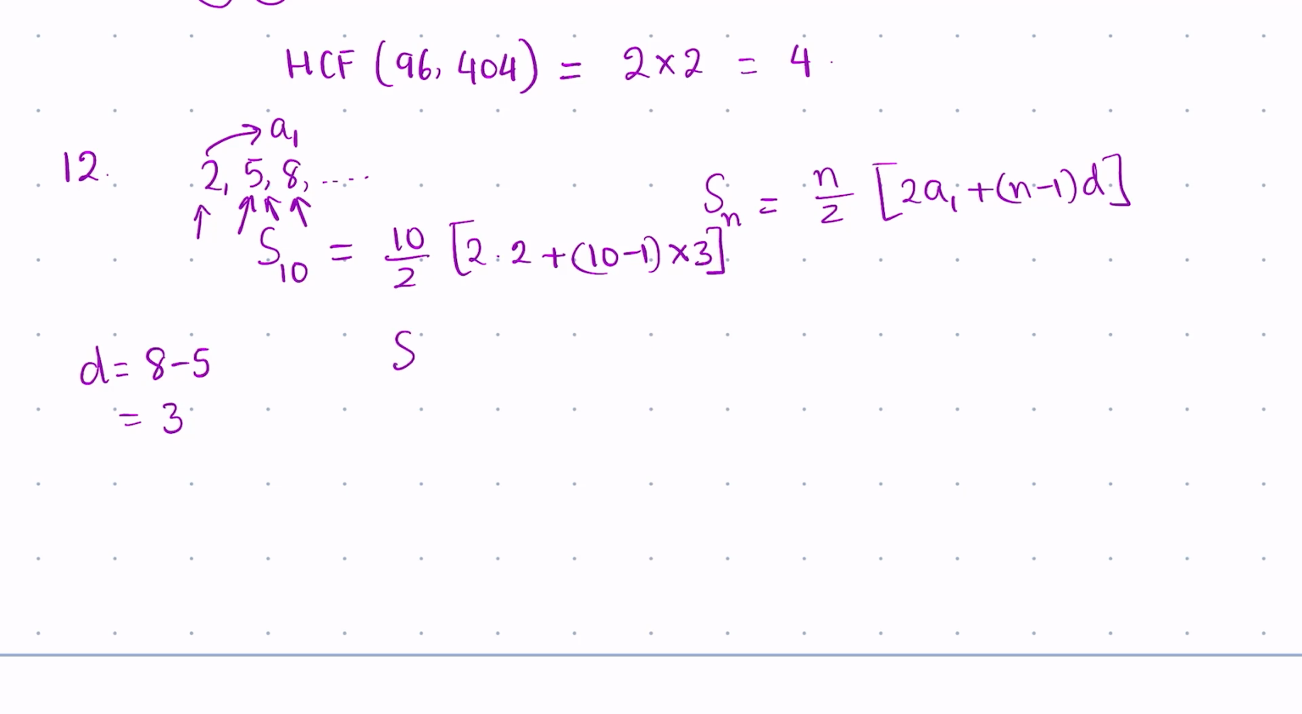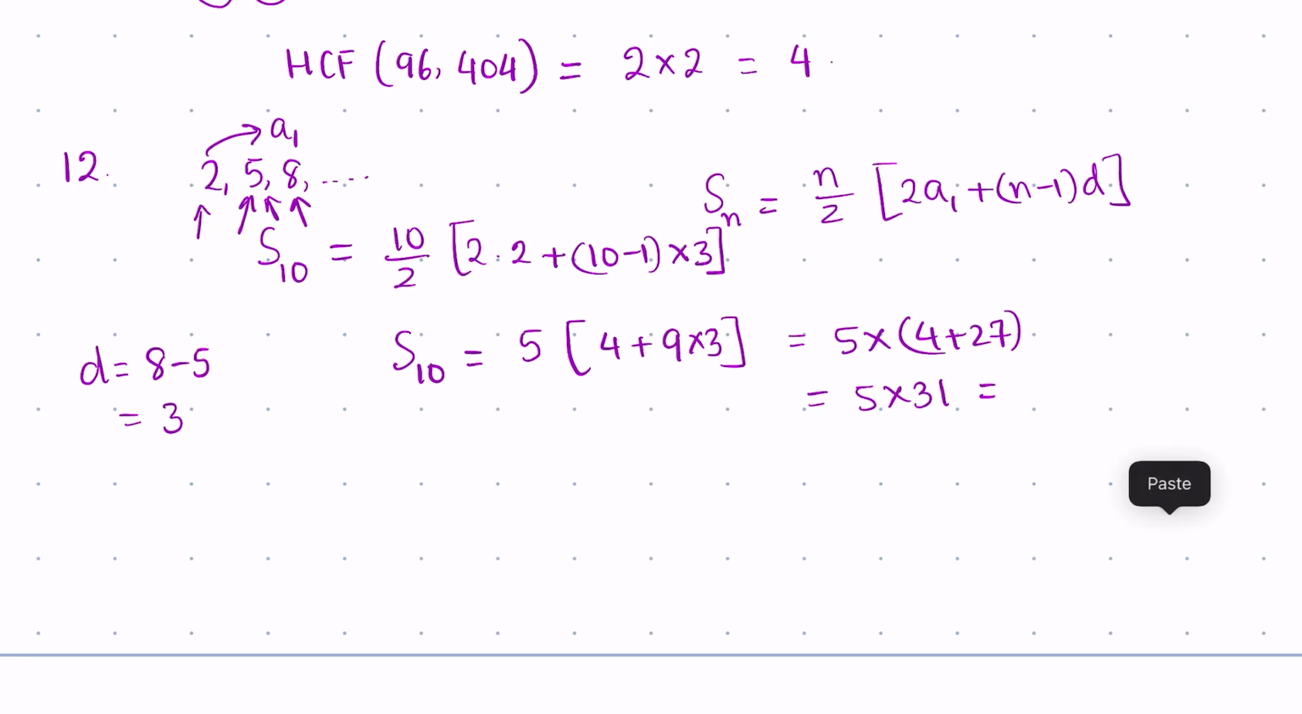Now S10 is nothing but 5 multiplied by 4 plus 9 times 3, which is equal to 5 times 4 plus 27, which is equal to 5 times 31. That's equal to 155. That's it. That's our answer. Now we move on to question number 13.